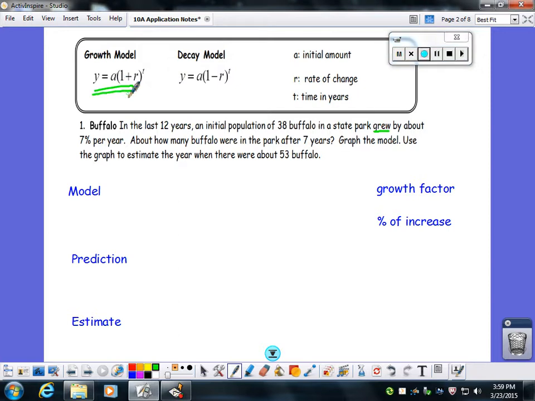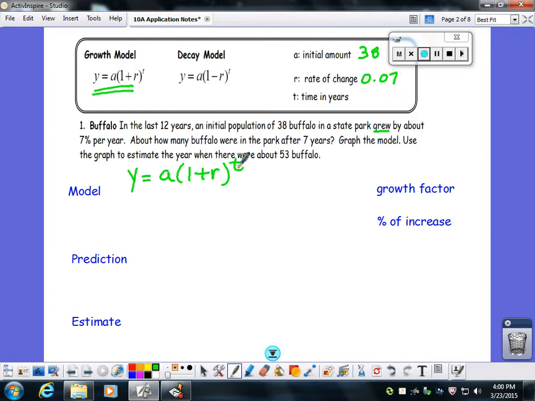All right, so our initial amount, our initial population of buffalo was 38. So A is 38. Our rate of change is 7%, so we've got to use that as a decimal. And our time, eventually, like I said, we want it after 7 years. Let's write our model first. Let's write our equation so we can use it for any number of years, and then we'll make our prediction for 7 years. All right, so our formula, y is equal to A times 1 plus r to the t.